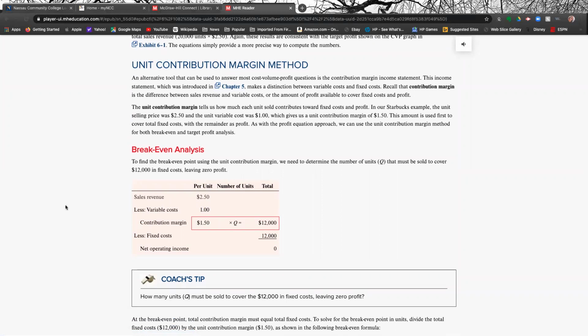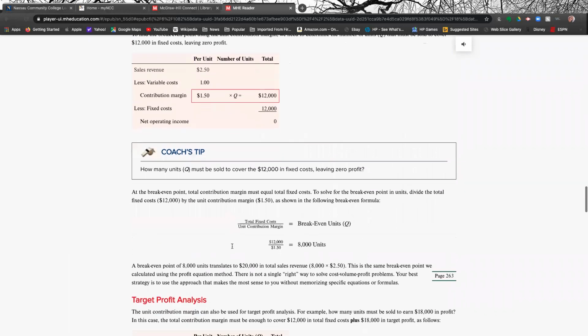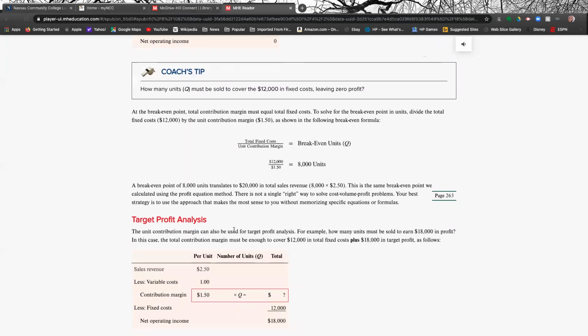Now, remember in the last chapter, we saw this illustration using the Starbucks example. Sales is $2.50 per cup of coffee. The variable costs were $1. The contribution margin is $1.50. And if our fixed costs are $12,000, what do we need to break even, right? Break even means where your net income is zero. Here's the formula to do that.